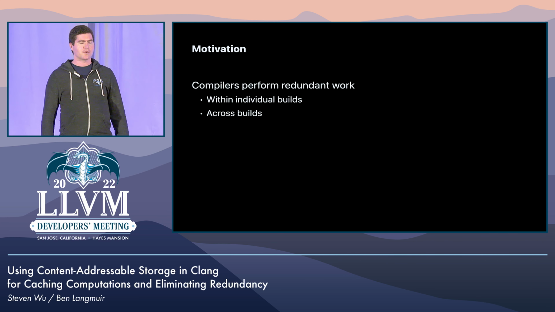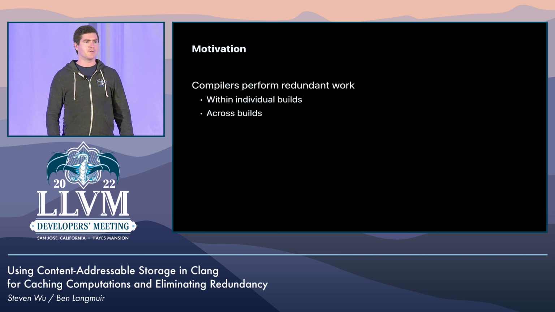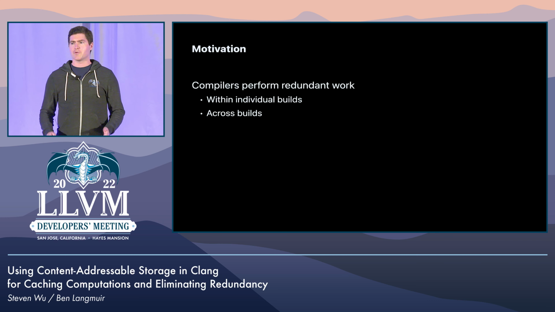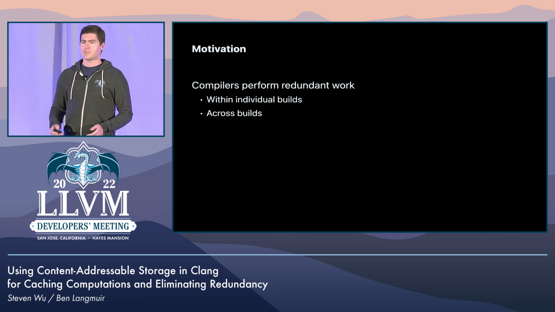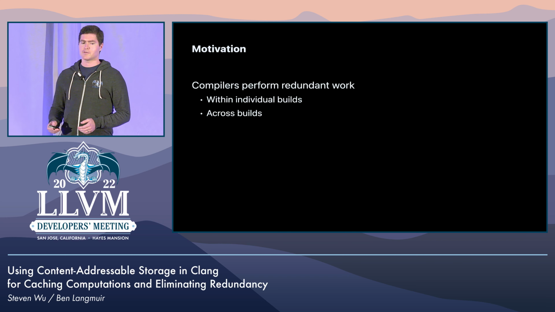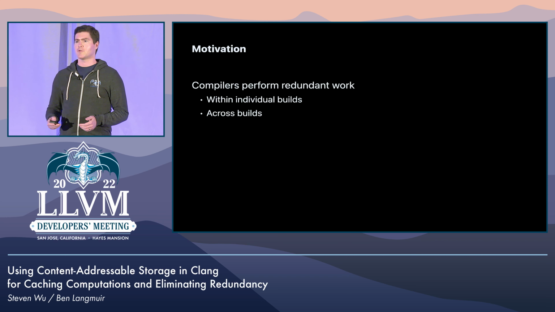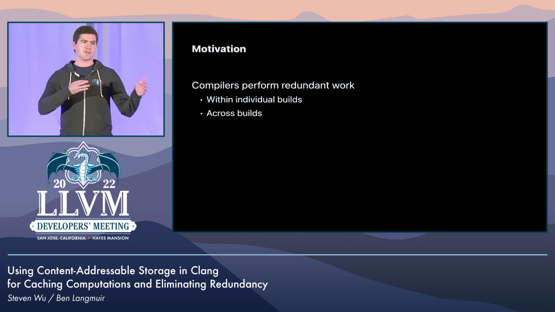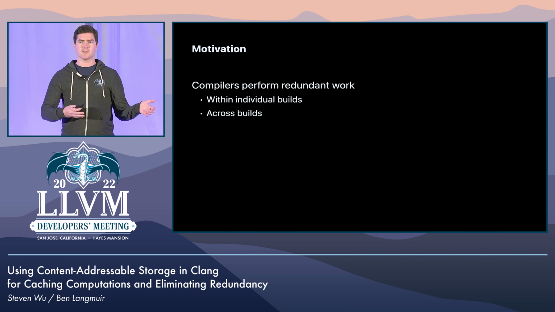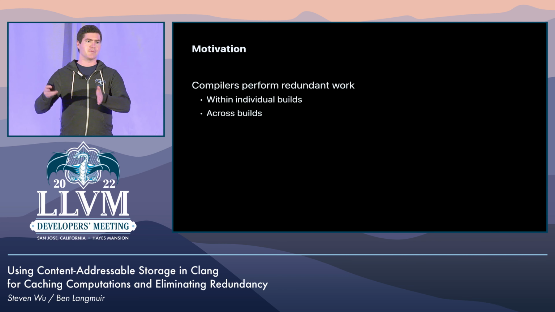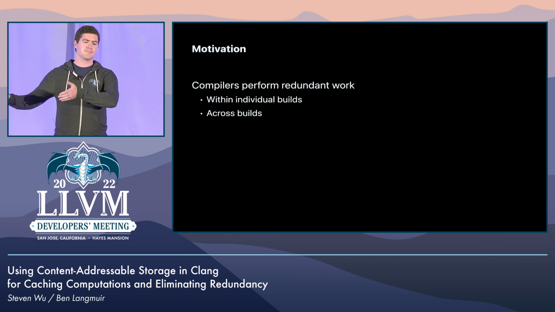The motivation here is that our compilers are doing redundant work. This can happen both within individual builds, such as repeatedly accessing the same headers, as well as across subsequent builds. For example, locally, you might change branches and then change back and need to rebuild the same sources. Or in a CI system, you can imagine us doing repeated clean builds of very similar sources.